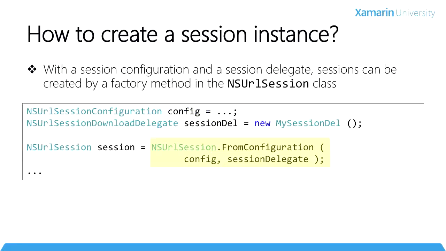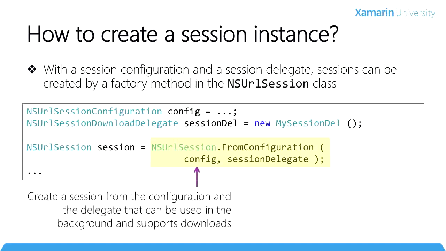When we have the configuration and the delegate, we can finally create the session. There are overloads of the FromConfiguration factory method that omit the session delegate. If you want to have background transfers that are handed off to the operating system, you will have to provide a custom delegate. This is mandatory. There are also callback events directly on NSURLSession. You can use those alternatively to the delegates. However, again, if you want to have a background session, then you will need to implement your own delegate class, and the events will never be called in that case.